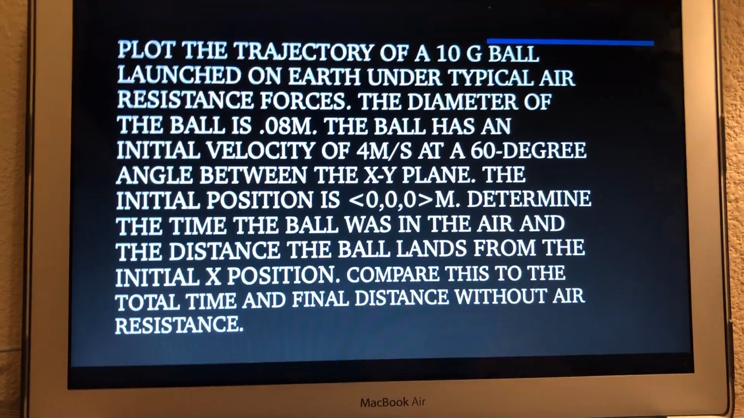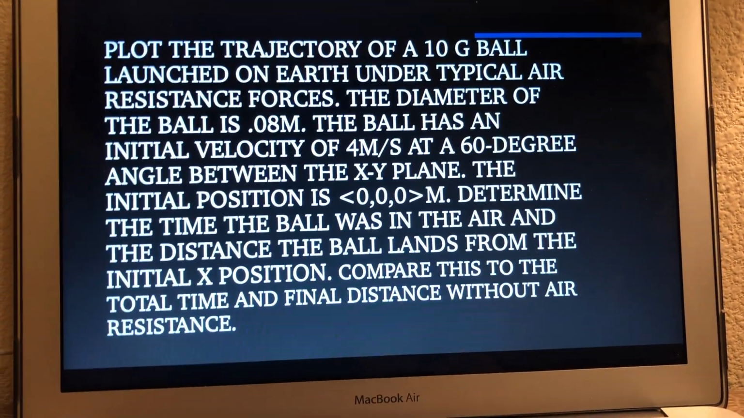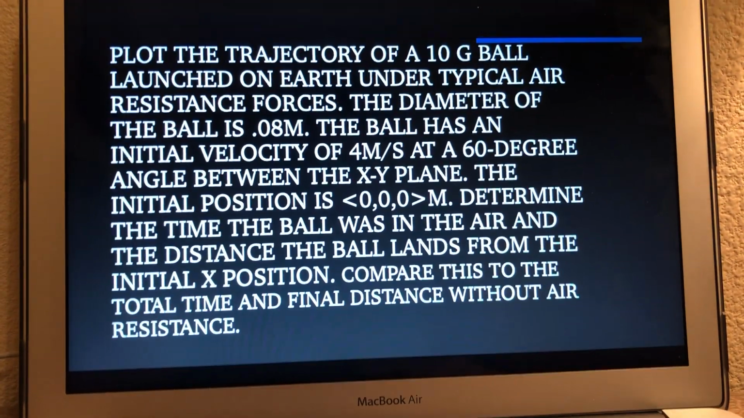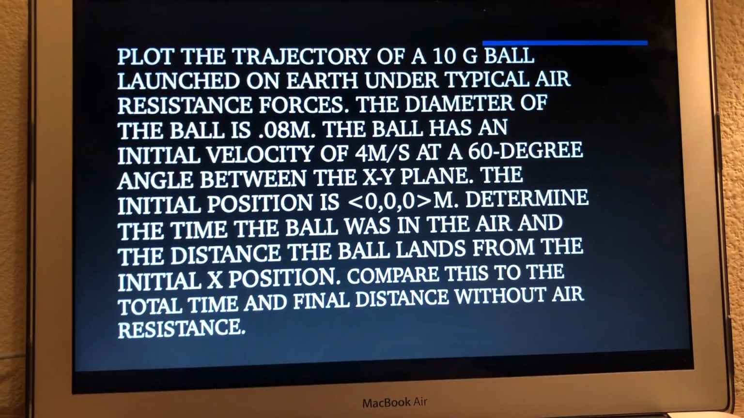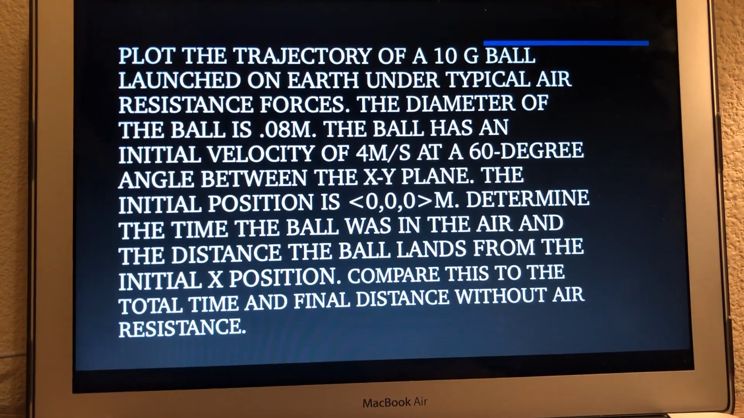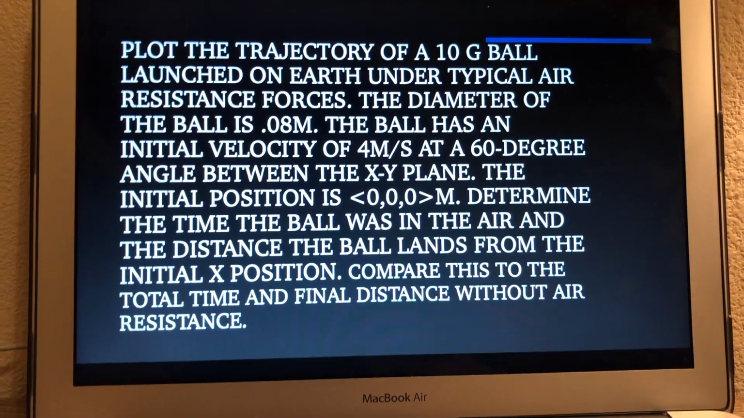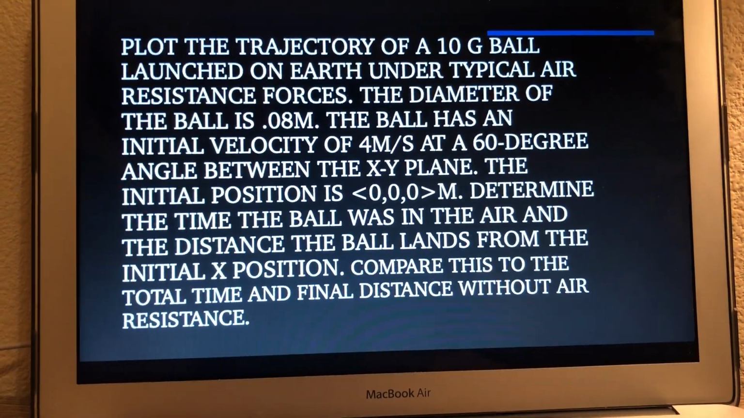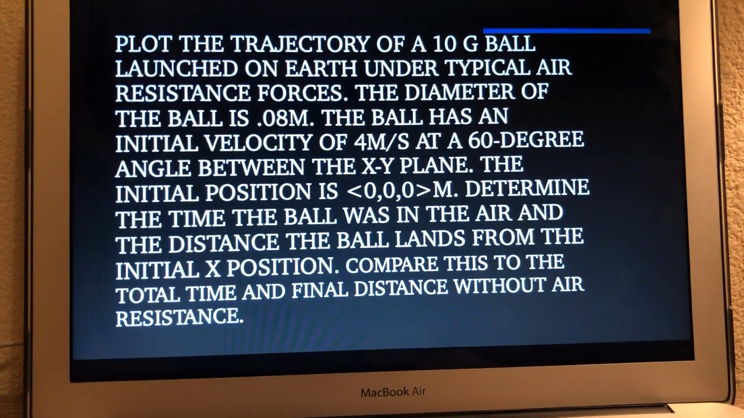Hello, this is my numerical calculation reassessment. I chose to do it on a horizontally launched projectile that is dealing with typical air resistance forces. The diameter of the ball is 0.08 meters.